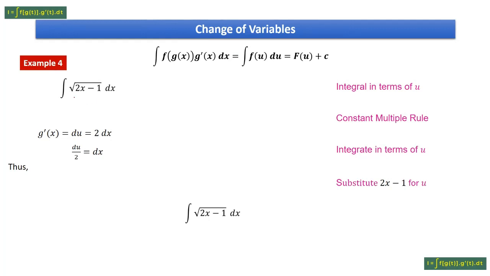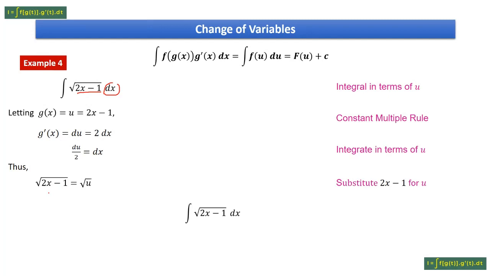So let's say we have the integral of the square root of 2x minus 1 dx. So we proceed by letting g of x equals u equals 2x minus 1. So this one is our u, and g prime of x, so we get the derivative of the inner function, which is du equals 2 dx. And solving for dx, kailangan natin makuha itong dx na to. We have dx equals du over 2.